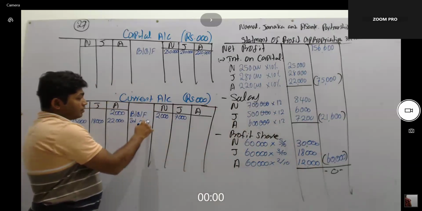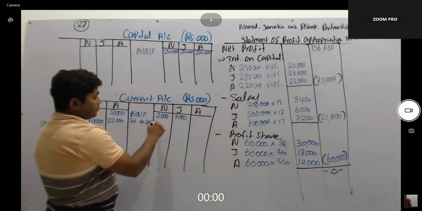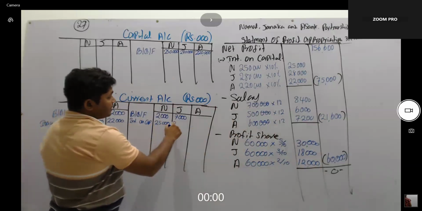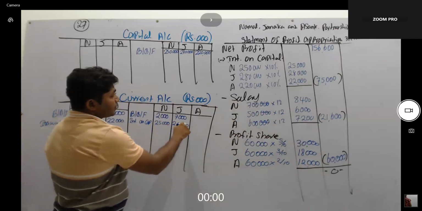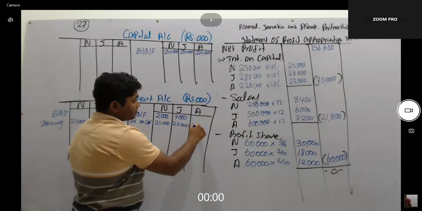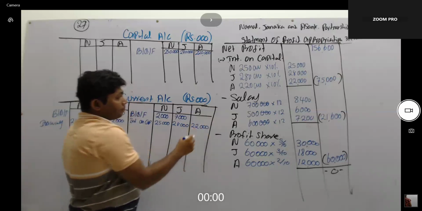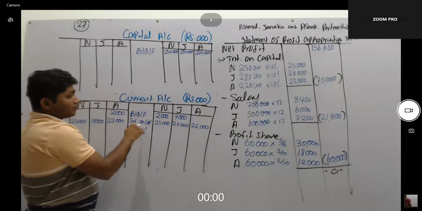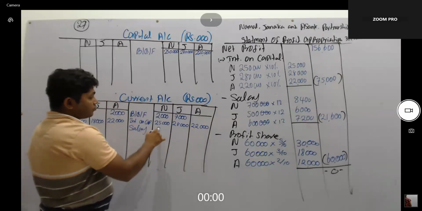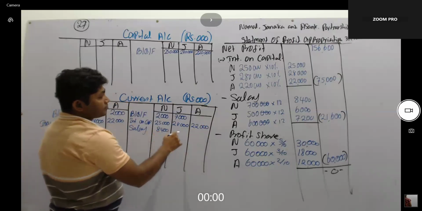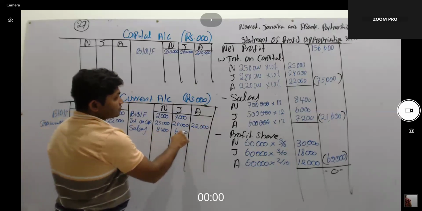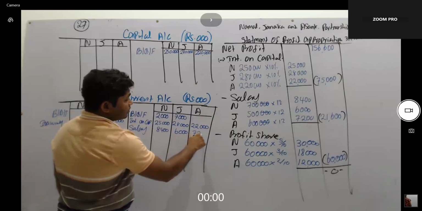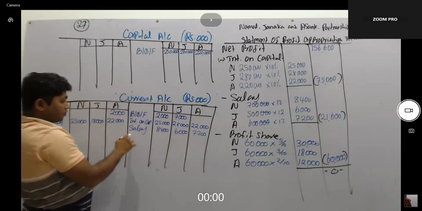Interest on capital values are 25,000, 28,000 as well as 22,000. Appropriation account debit, partners' current account credit. Think salary also the same way: 8,400, 6,000 and 7,200. Profit share also.